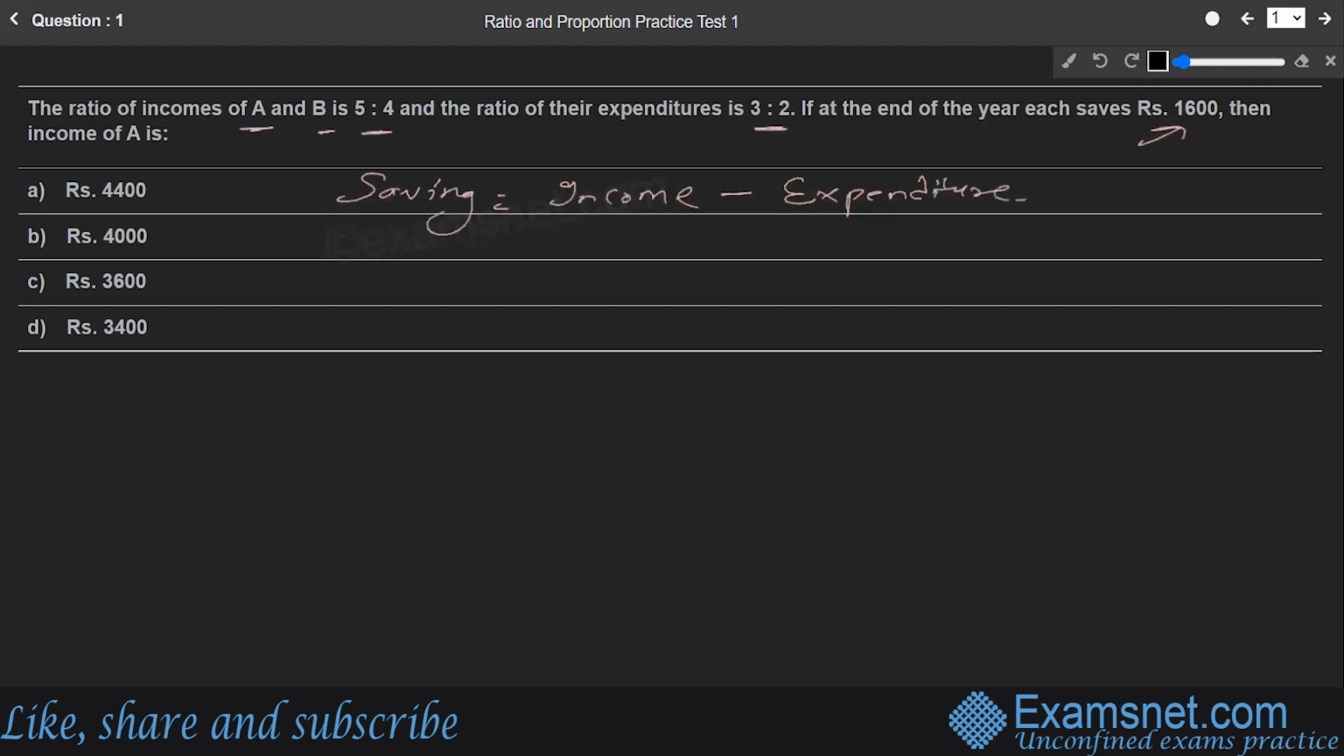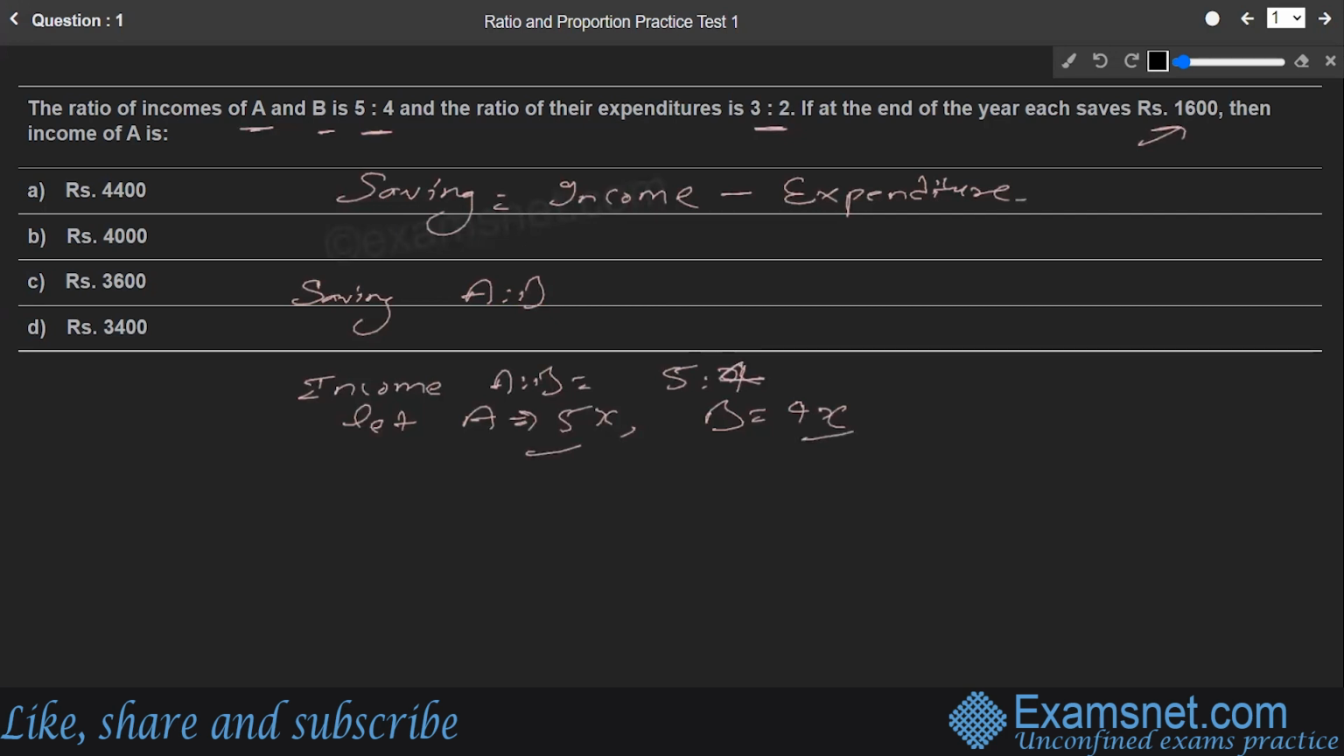Okay, so as they say, the savings ratio between A is to B is to be calculated. What has been given? The income ratio of A is to B has been given as 5 is to 4. So let's say the income of A is 5x and income of B, 5 is to 4, so 4x. 5x and 4x are the incomes.